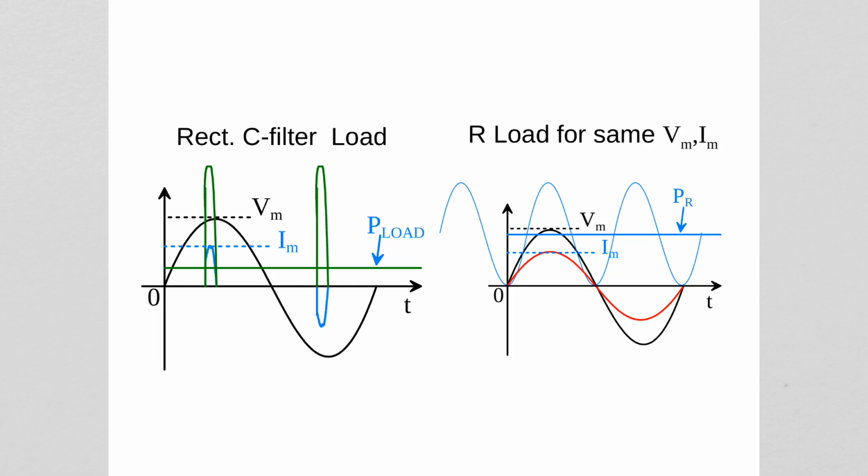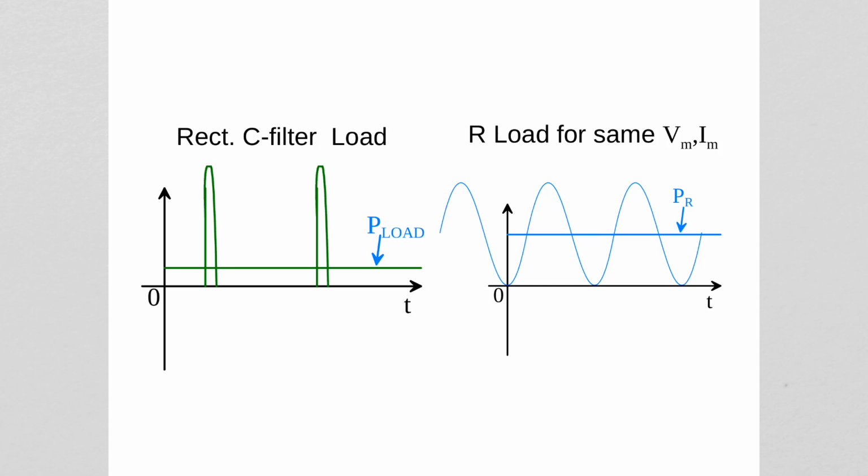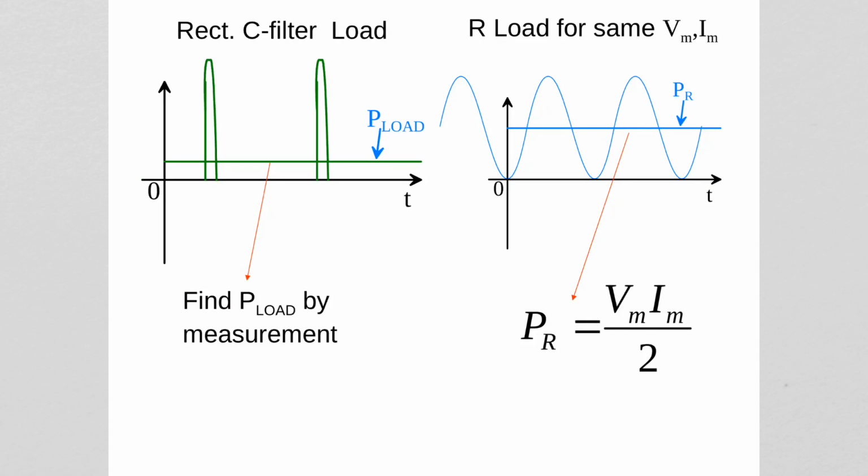Now compute the average. In the case of the C filters, P load or P naught is V naught into I naught. DC output is DC and therefore easy to compute. P load is the average. In the case of the R load, we know that PR is Vm Im by 2. So let us remove the voltage and current and retain only the power wave shapes with the averages. Move up the wave shape a bit, and then we know this is Vm Im by 2.